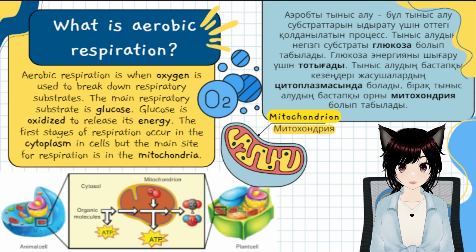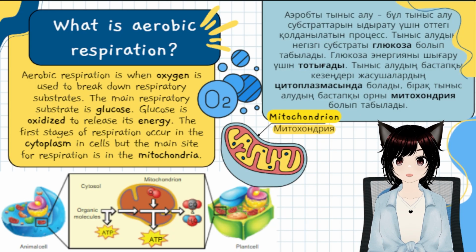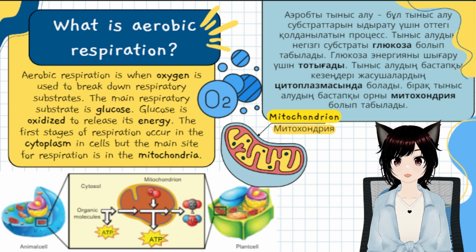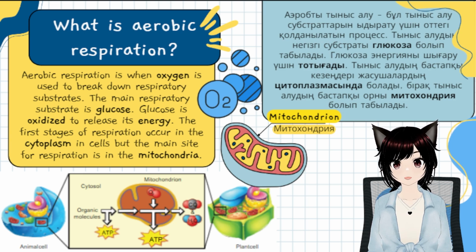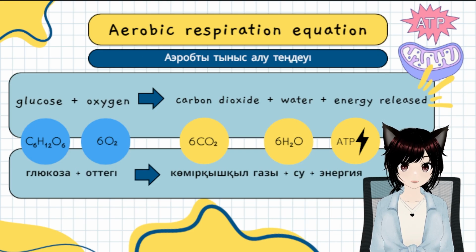This is a process where oxygen is used to break down respiratory substrates. The main respiratory substrate is glucose. Glucose is oxidized to release its energy. The first stages of respiration occur in the cytoplasm of cells, but the main site for respiration is in the mitochondria. Here's the word equation for aerobic respiration, and it's very important to memorize this.